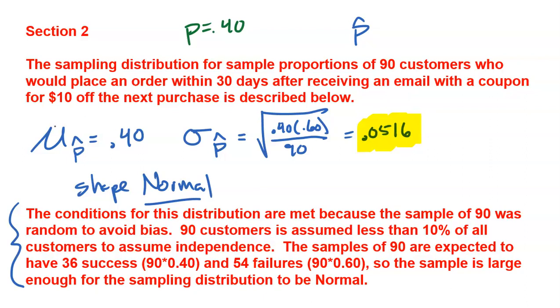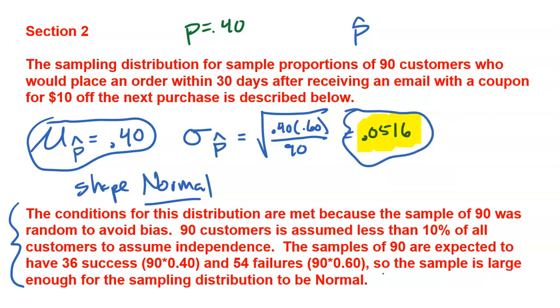Okay, that means our center is going to be unbiased and where we want it to be. B, 90 customers is probably less than 10% of all. It was a pretty big dog company, they said, or pet supply company. So you've got to assume 90 customers is less than 10% of all of them, to assume independence. That means that everything's going to vary exactly as we calculated. And C, we're normal because our sample does contain 36 successes. So 40% of 90 would be 36 expected successes and 54 expected failures.